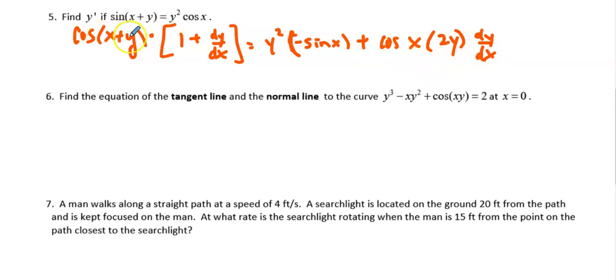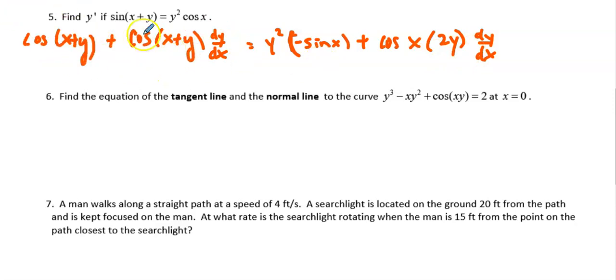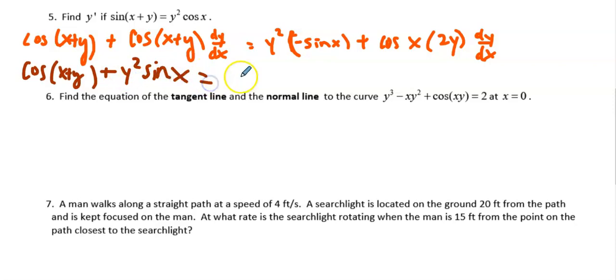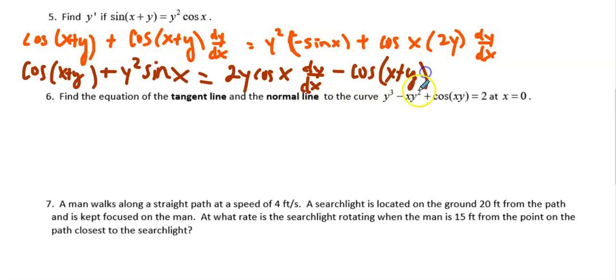So if we were to distribute this, because this question is looking pretty nasty now that I'm seeing it, we have a dy dx over here, and we can go ahead and distribute this. So let me do that now. I went ahead and distributed this. So we have two terms here that have a dy dx on them. And I'm going to move this over here because there's a negative in it. So I'm going to get cosine of x plus y plus y squared sine of x. And then I'm going to get 2y cosine of x dy dx minus cosine of x plus y dy dx.